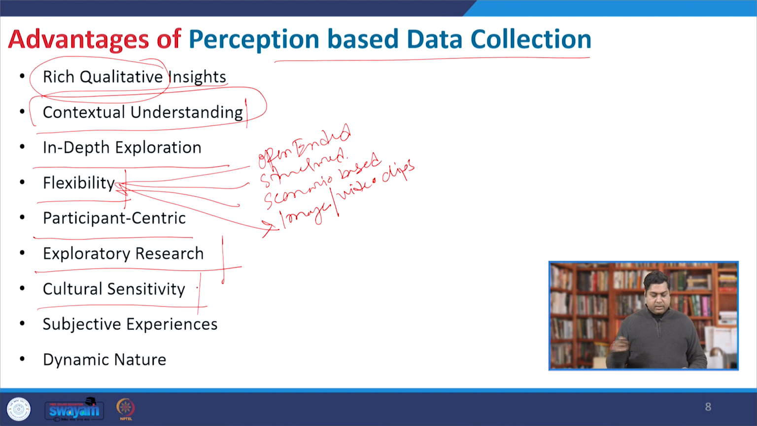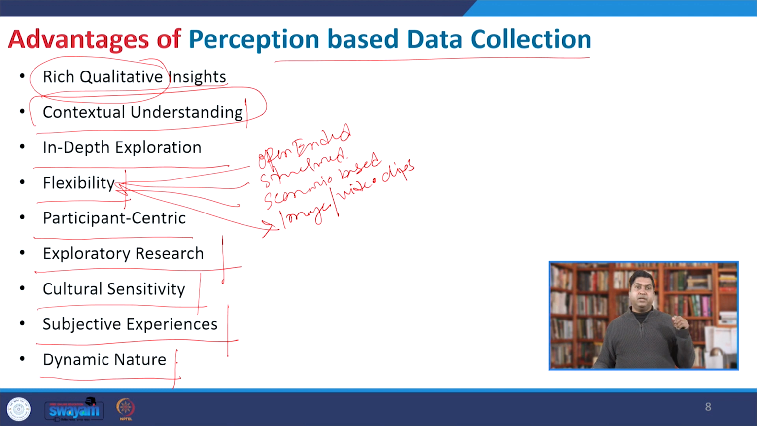Cultural sensitivity, this is again something where, when you want to capture perception, you can involve different user groups, geographically spread groups, and then try to get their perception and bring out certain heterogeneity and homogeneity among their perception to bring about an informed decision. Subjective experiences can be captured, definitely, and also it is dynamic in nature.